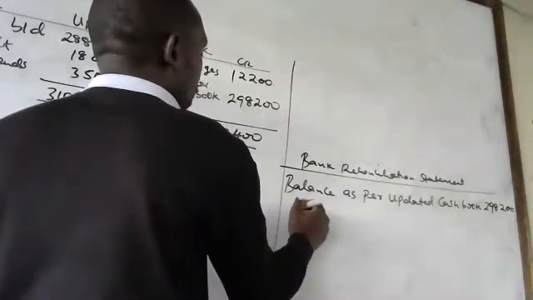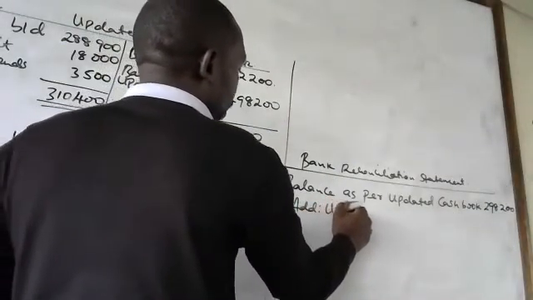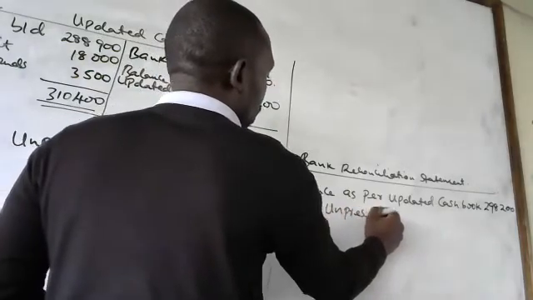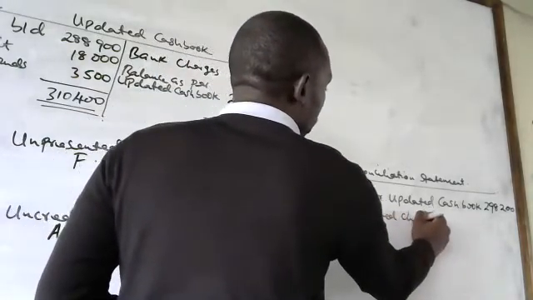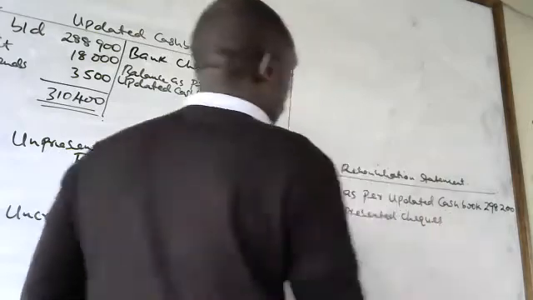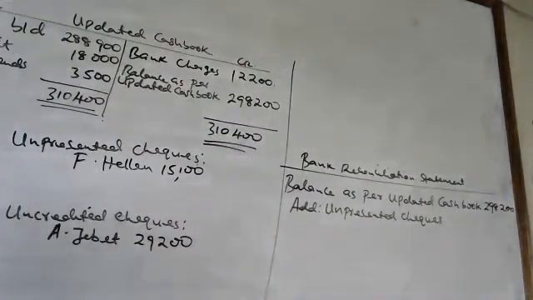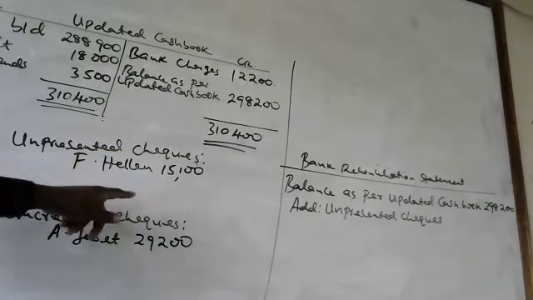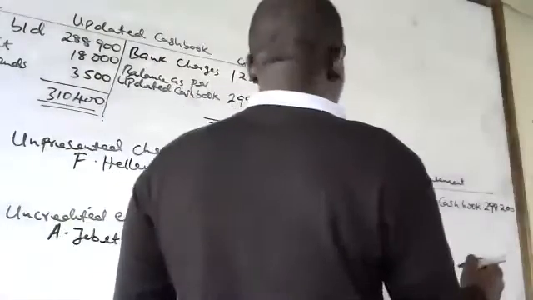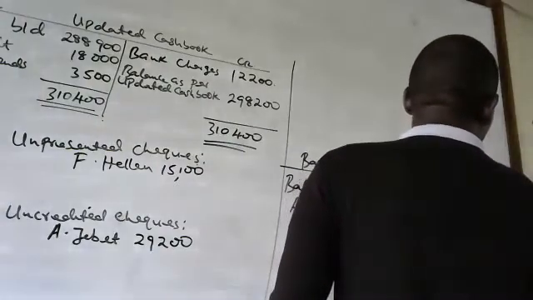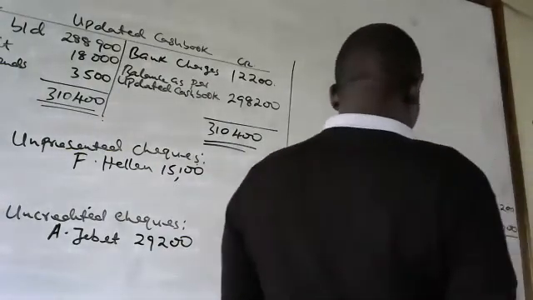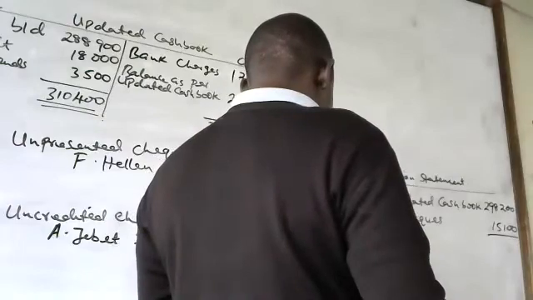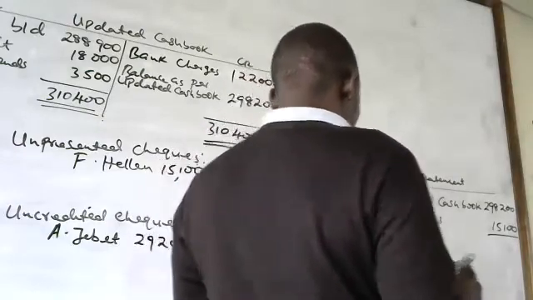Then we add unpresented checks. We add unpresented checks. Unpresented checks is this check for F. Eren of 15,100. You add that, plus 15,100, you get 313,300.